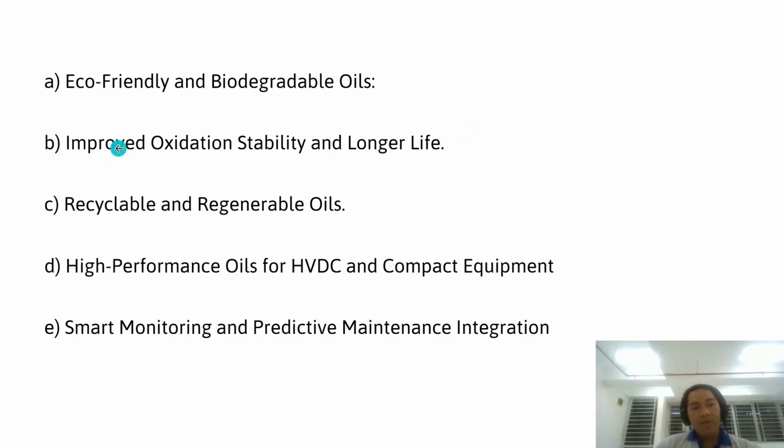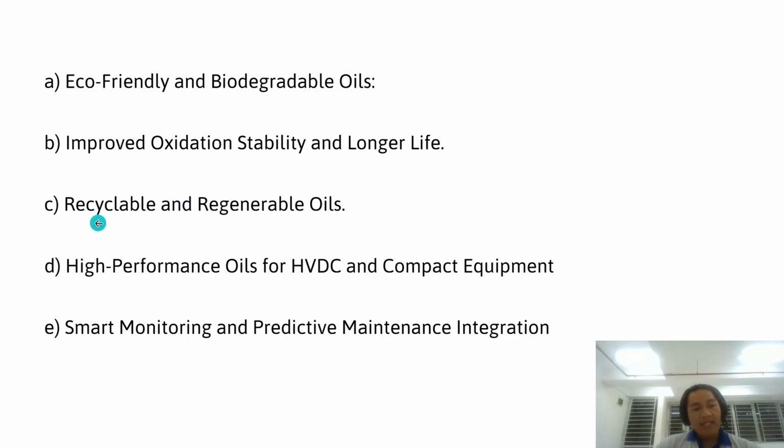B. Improve the oxidation stability and longer life. This is an innovation, a development of oil which enhances the antioxidant additive or inherently stable molecule structure, with the goals to reduce oil aging and minimize maintenance, especially in the sealed or hermetic transformer.